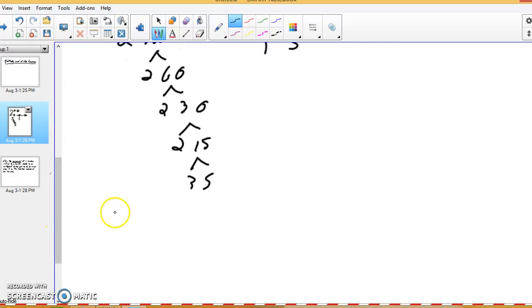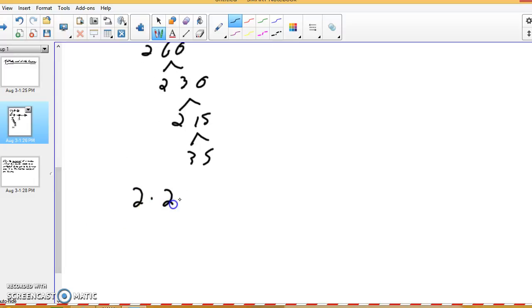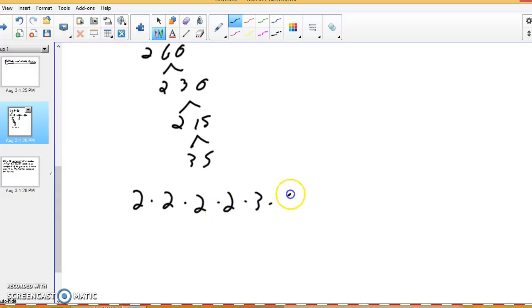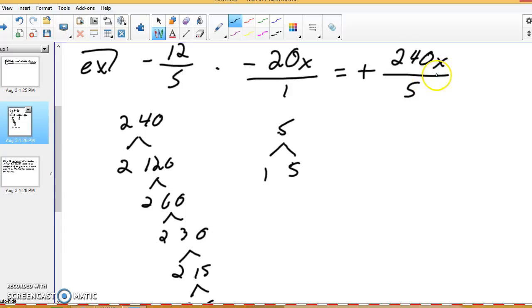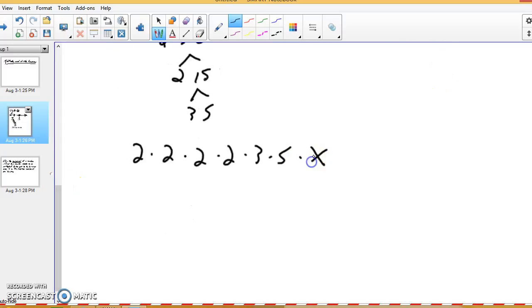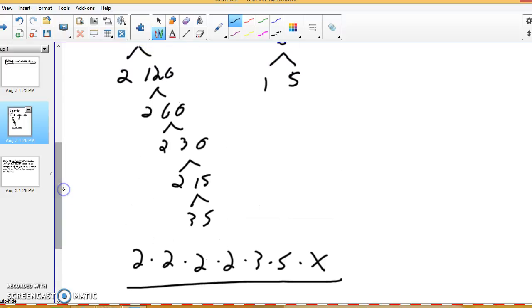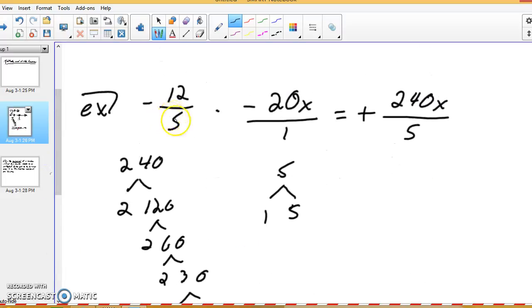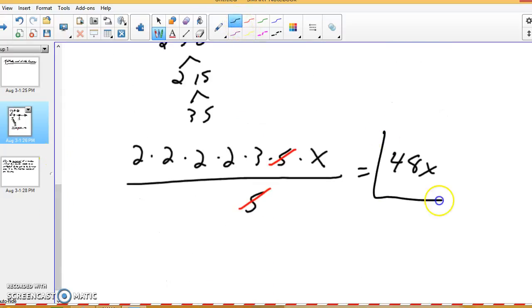So that would be 2 times 2 times 2 times 2 times 3 times 5. And then we can't forget our x that is also in here. So we can just put a times x at the end, all divided by 5. So like normal, we just cross out common factors. And this all equals 2 times 2 times 2 times 2 times 3 times x, which is just simply 48x. So negative 12 divided by 5 multiplied by negative 20x is just simply equal to 48x.